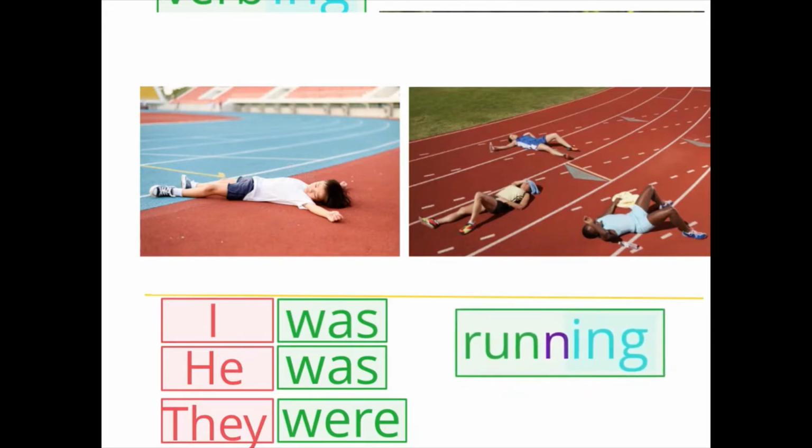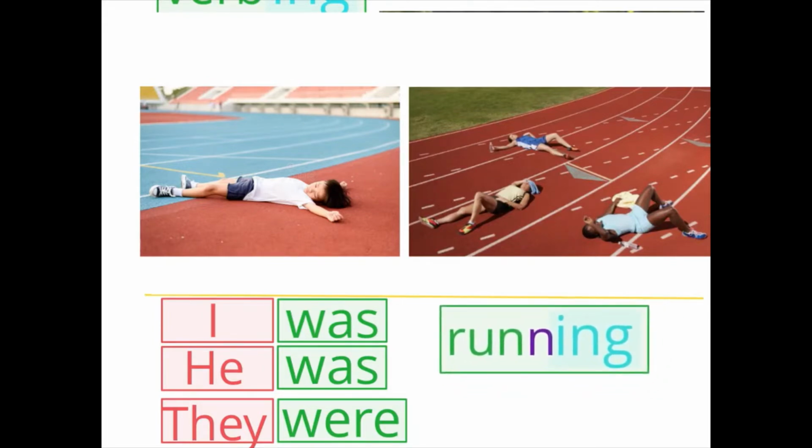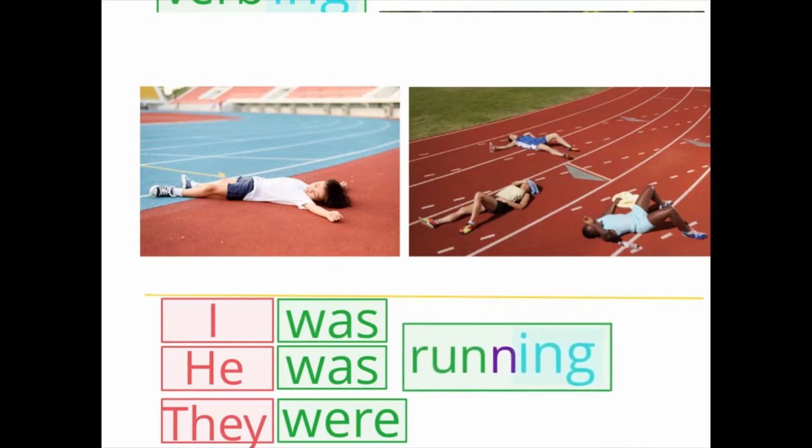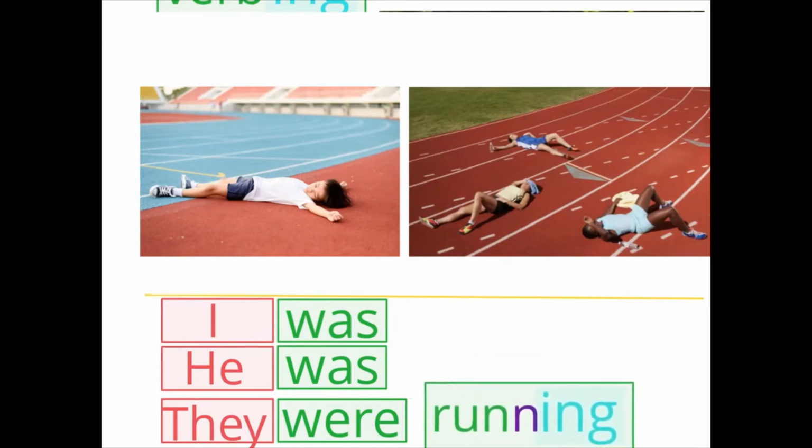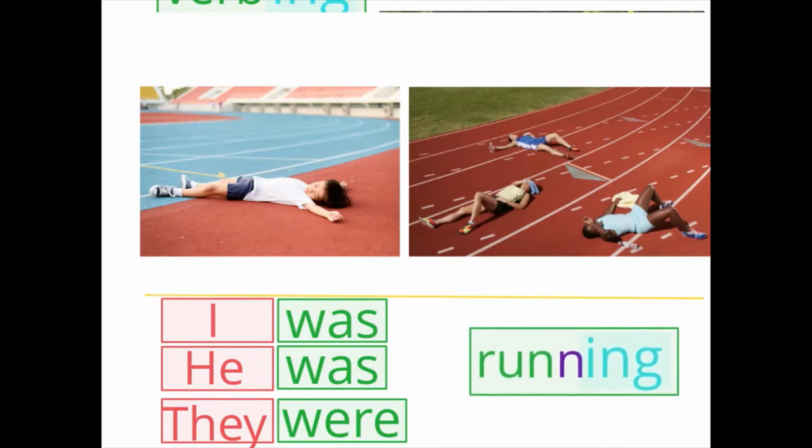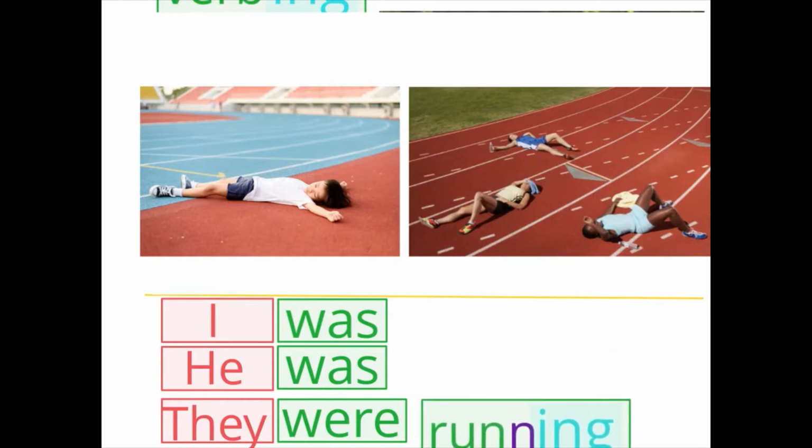But we take our verb run and we add ing. So we have I was running, he was running, they were running. The word you, even if it's just one person, would also be were. You were running.